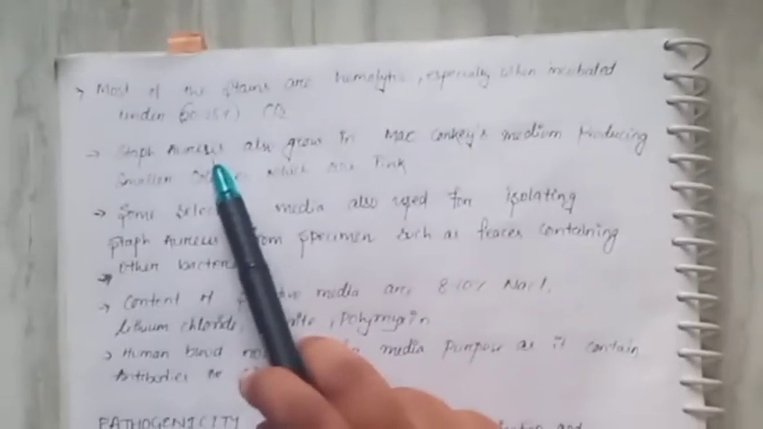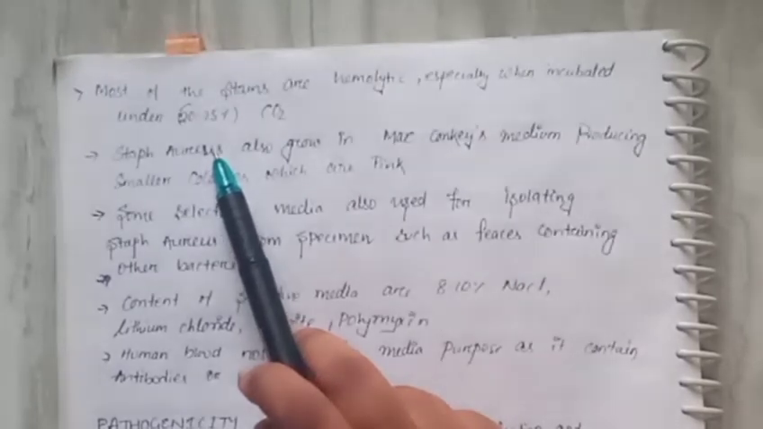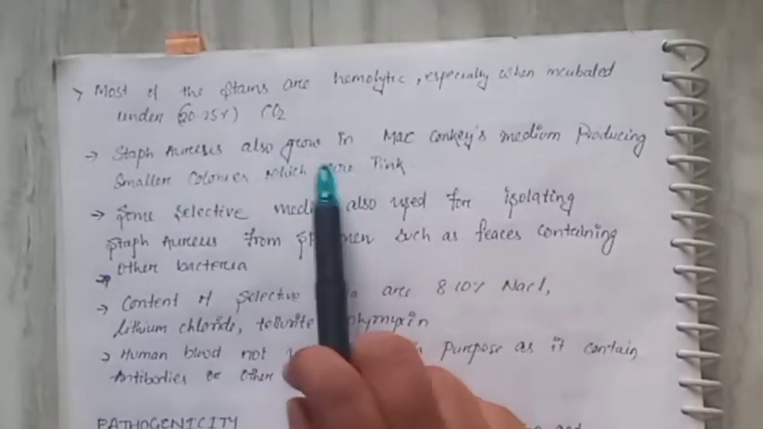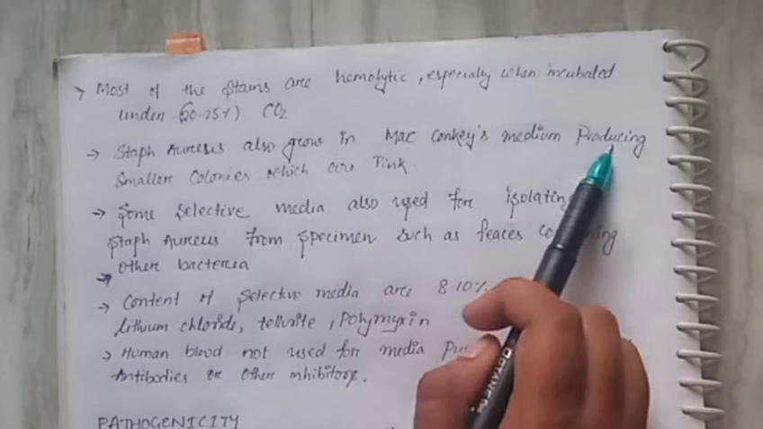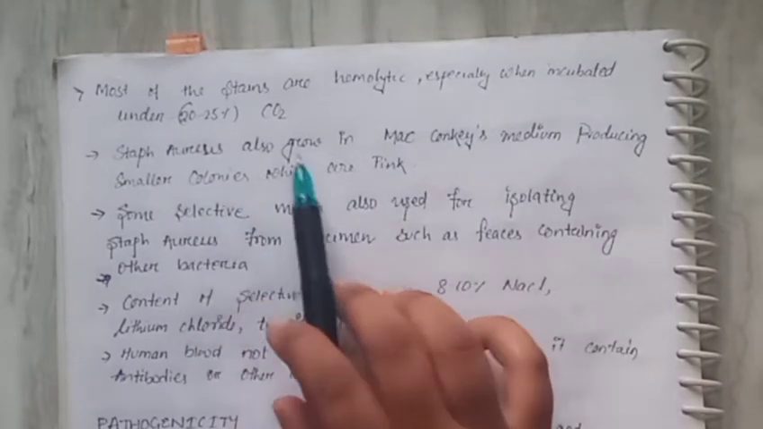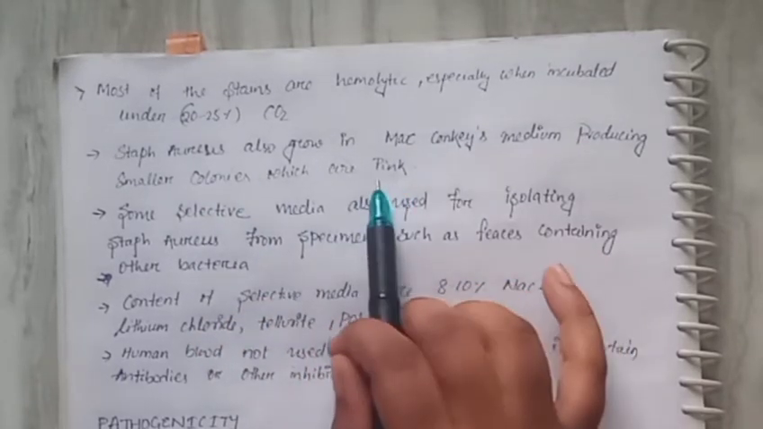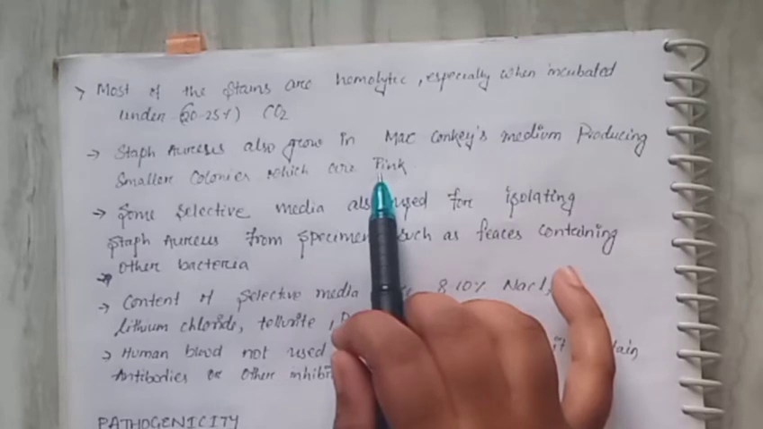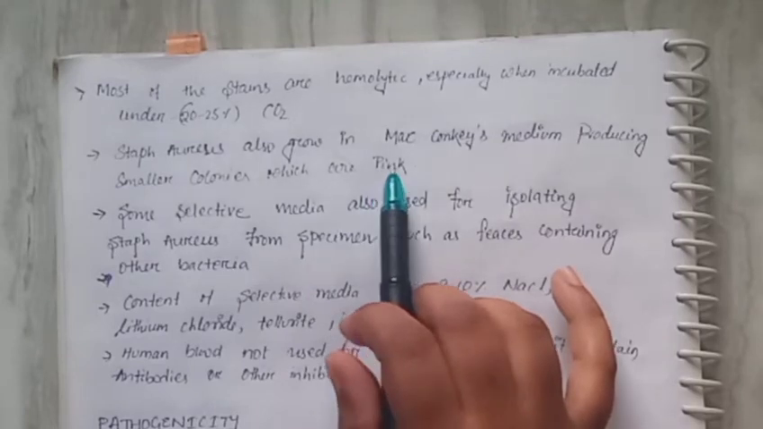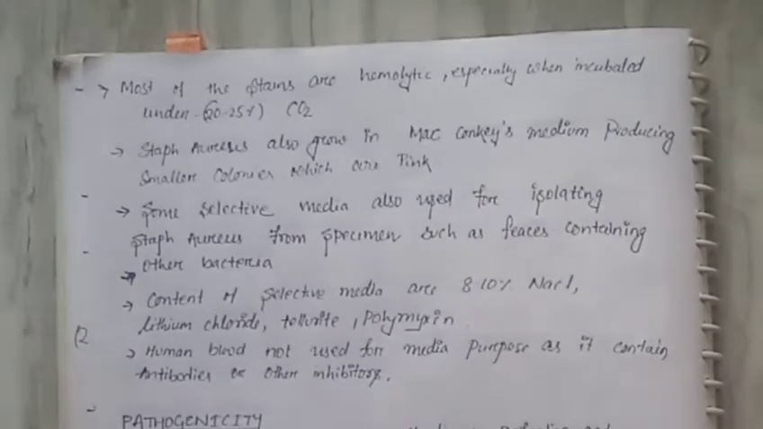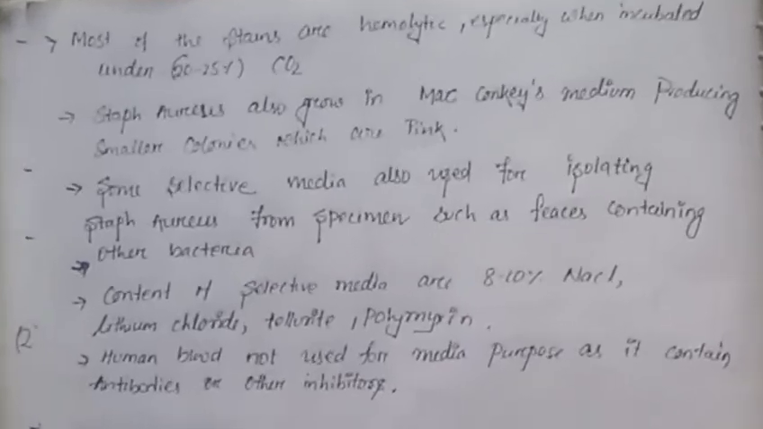Staphylococcus aureus also grows on MacConkey medium, producing smaller colonies which are pink in color. So on MacConkey medium it produces a pink color, whereas on nutrient agar it is golden yellow. Okay, so Staphylococcus also grows on MacConkey, as we discussed.